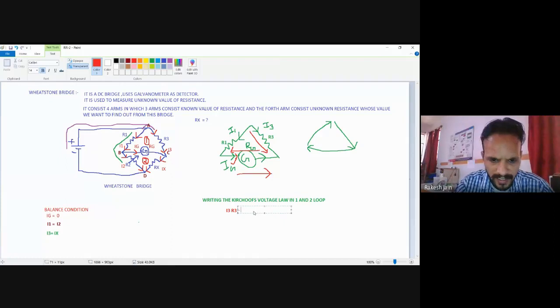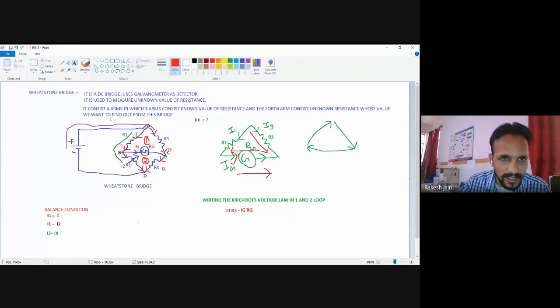Then what is the current? The current is Ig, and the resistance is Rg. Okay, first let me complete this, then we will discuss the questions that arise, any question related to this Wheatstone bridge, anything. So see very carefully, now the third direction.